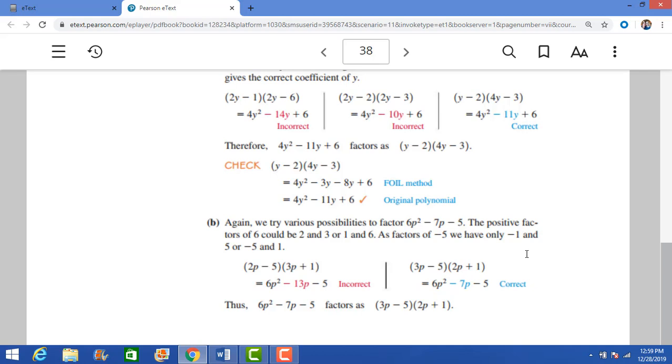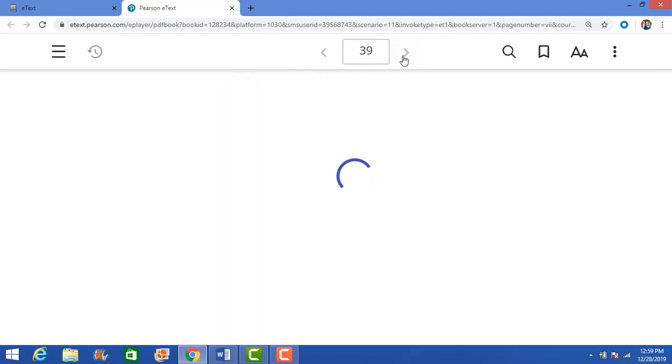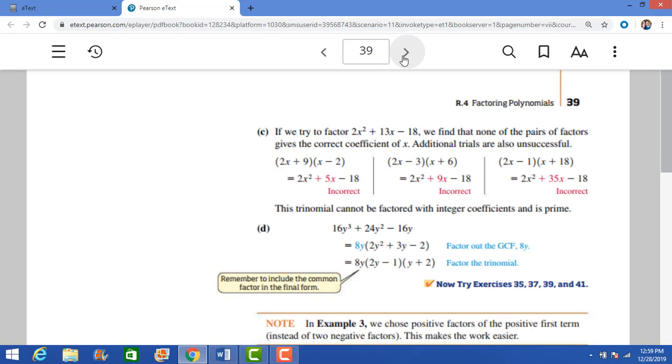But again, it can be tedious, and it can take a longer time to solve these than necessary. Okay, but it does use the concepts of the distribution and FOIL method of why it works. Okay, it works because it's based on the distributive property. Okay, so again, you could do the same thing here.